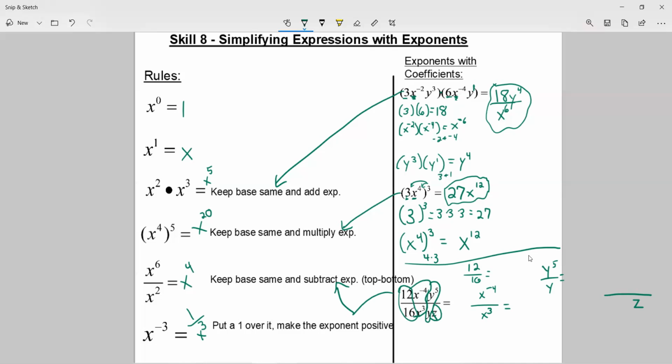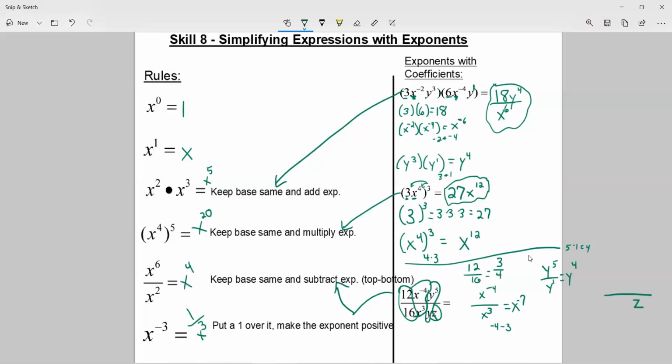So 12 over 16, we're gonna reduce. You can use your fraction button. 4 goes into 12 and 16, so 3 over 4. We subtract our exponents, top minus bottom. So -4 minus 3 is -7. And we subtract our exponents. We need the little assumed 1 here. So 5 minus 1 is 4.